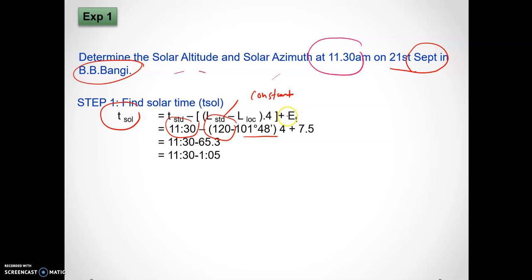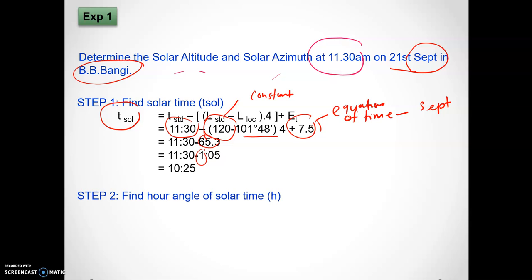The ET is the equation of time. Refer to the month of September. So you get the 7.5 here. So 11:30 minus 65.3 is the calculation from here to here, which is minus 1 hour and 5 minutes. So you just divide 65.3 by 60, then you get 1 hour and 05 minutes. So the time is 10:25 AM.